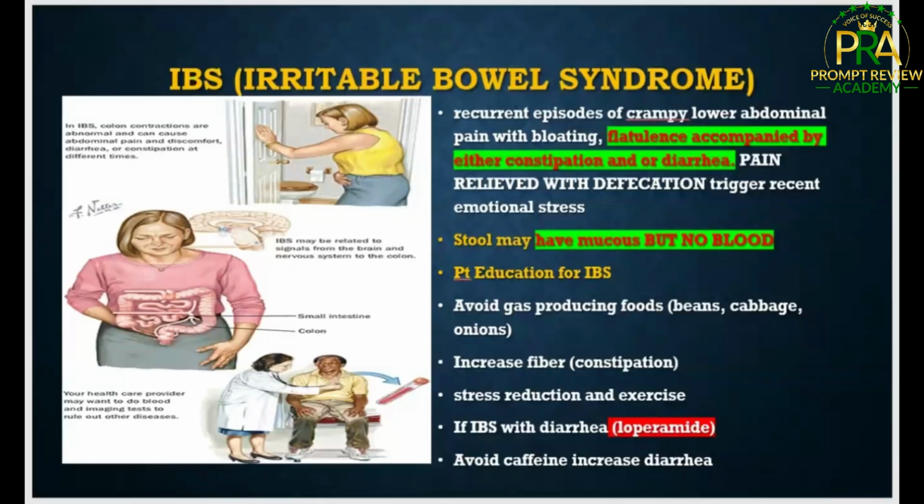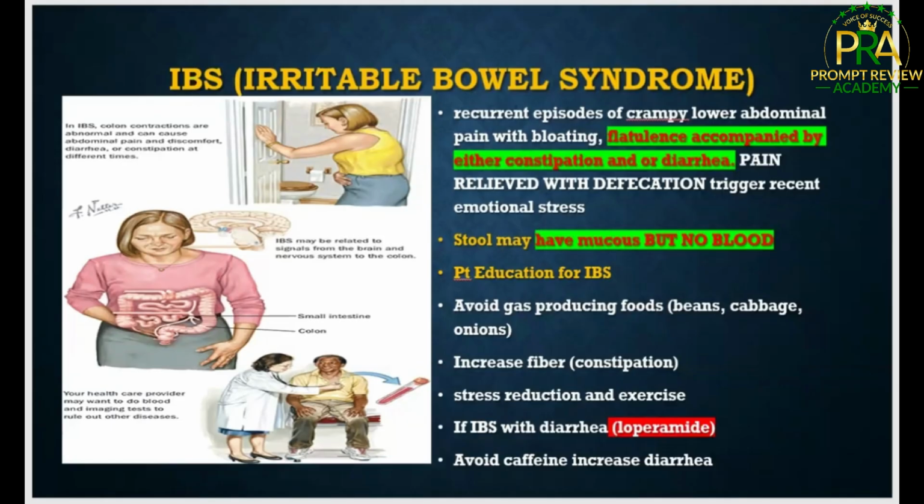Sometimes it's really hard to manage this patient because one time the patient will say, I have diarrhea, and you manage them for diarrhea, they go back to constipation. And you manage the constipation, they go back to diarrhea, or they can have both. So that is the major thing for irritable bowel syndrome.